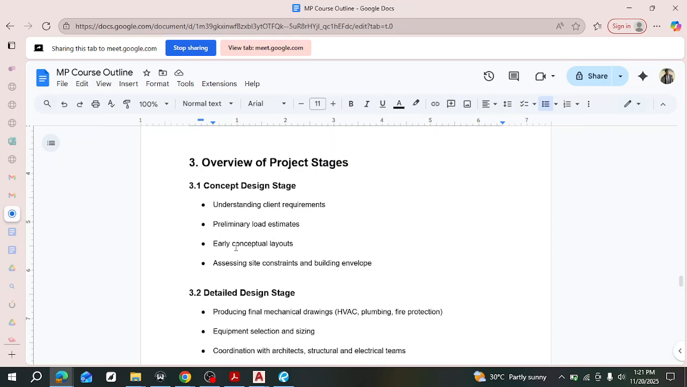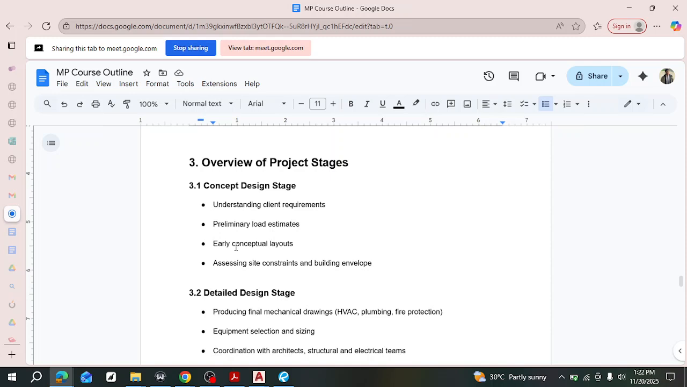So if the space is bigger, you multiply by 0.8 to get the CFM. I'm guessing the 0.8 should be from the first. No, no, no. This is a rule of thumb.